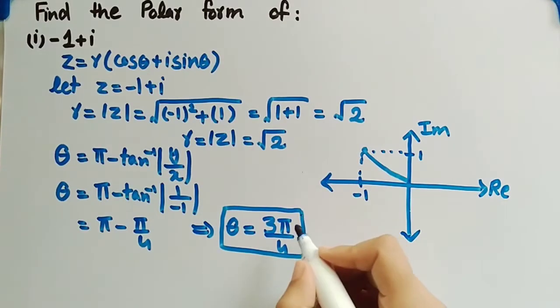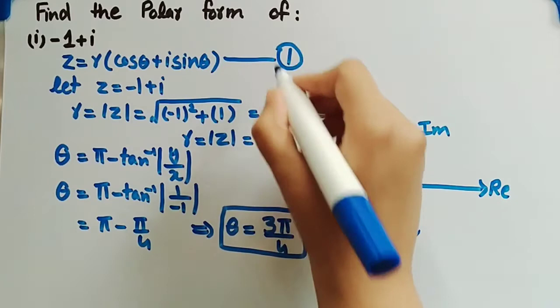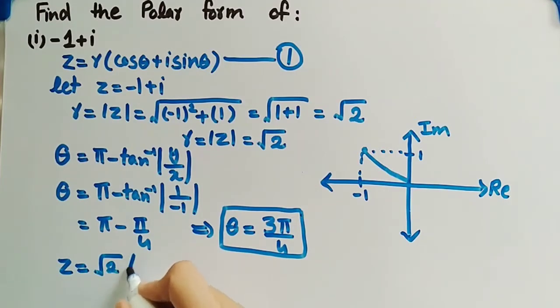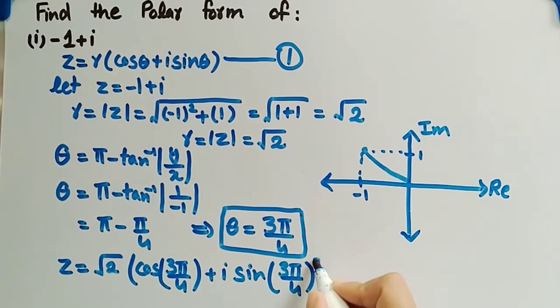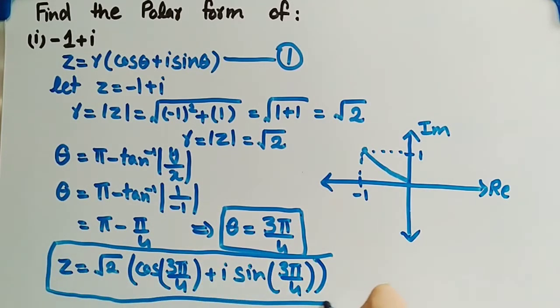Now we will substitute these both values in equation 1, and we will get z is equal to square root 2 (cos 3 pi by 4 plus iota sin 3 pi by 4). This is the polar form of the complex number z equal to -1 plus iota.